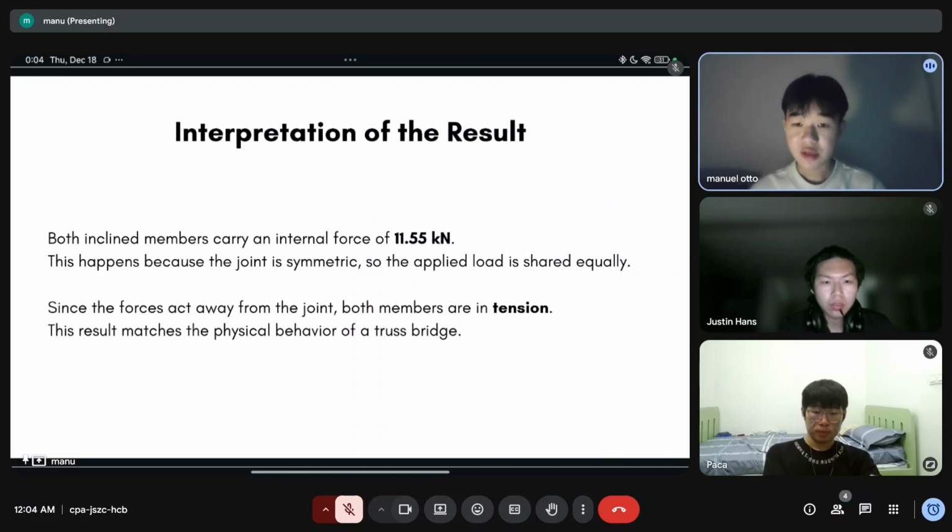The final result showed that both inclined members carry the same internal force, which is 11.55 kilonewtons. This happens because the joint is symmetric, so the applied load is shared equally. Since the forces act away from the joint, both members are in tension. This result matches the real physical behavior of a truss bridge.